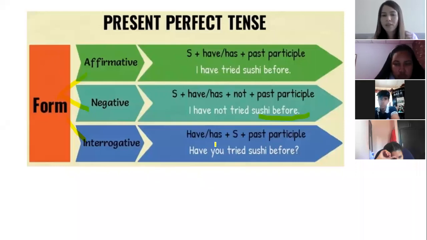The interrogative: something changes. Have or has goes to the first place of the grammatical structure. Now we said have or has, depending on the subject, then goes the subject, plus the past participle. In this case, have, you see, now have goes first in the structure, because we are going to make a question, una interrogativa. Have you tried sushi before? Okay, pay attention to that.